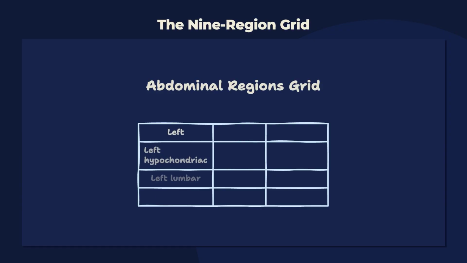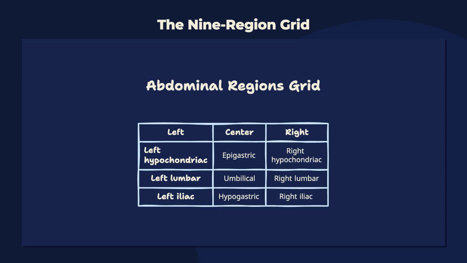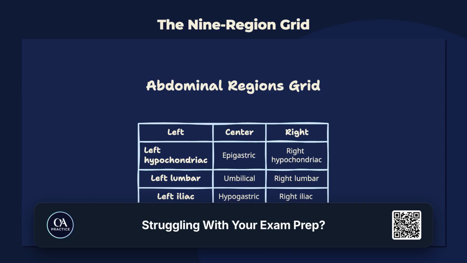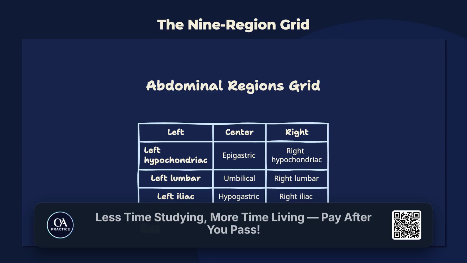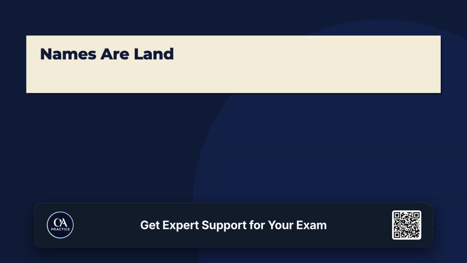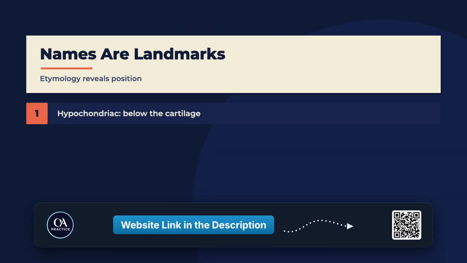The central column, running top to bottom, is epigastric, umbilical, and hypogastric. The flanking columns repeat left and right. Hypochondriac in the top row, lumbar in the middle row, and iliac, also called inguinal, in the bottom row. None of these names are arbitrary.